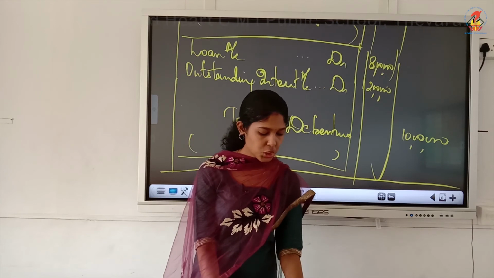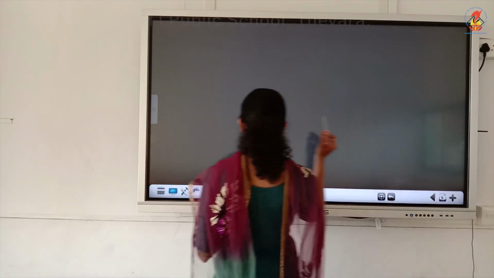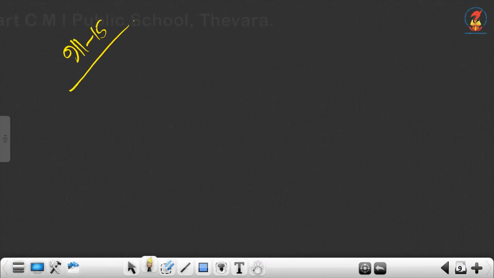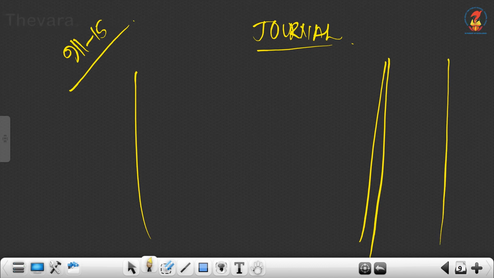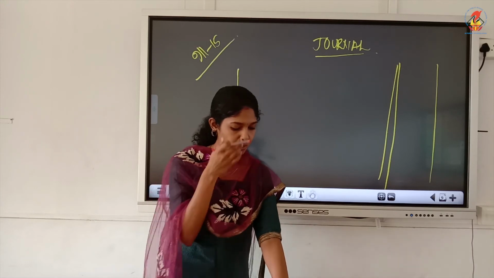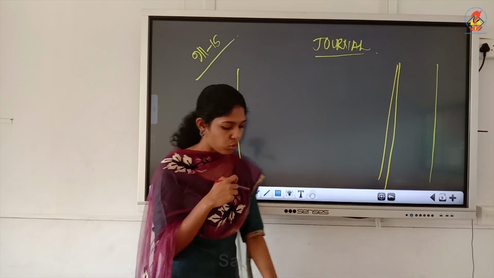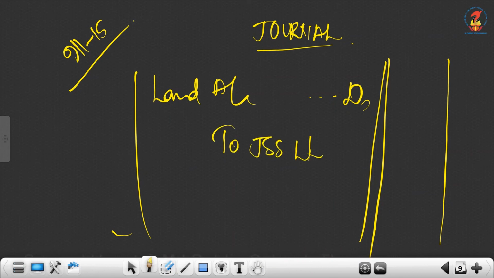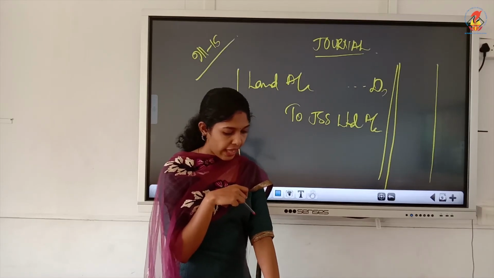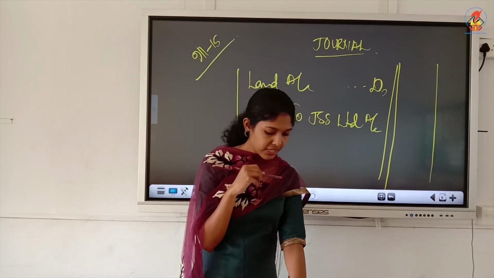I'll just show you illustration 15 based on this topic. That is again a journal entry question. You purchased a piece of land. The company's name is Lemon Tree Limited, and you purchased from JSS Limited. That is the vendor. Consideration is paid as follows. The land is what we are purchasing, so you write land account debit to vendor's name. Vendor's name here is JSS Limited. And always against vendor's name, you must write the purchase consideration. The purchase consideration they haven't written directly, isn't it? But you can just add and take the figures.